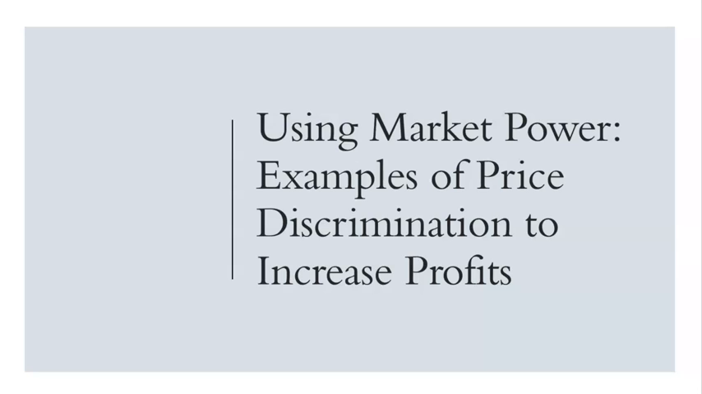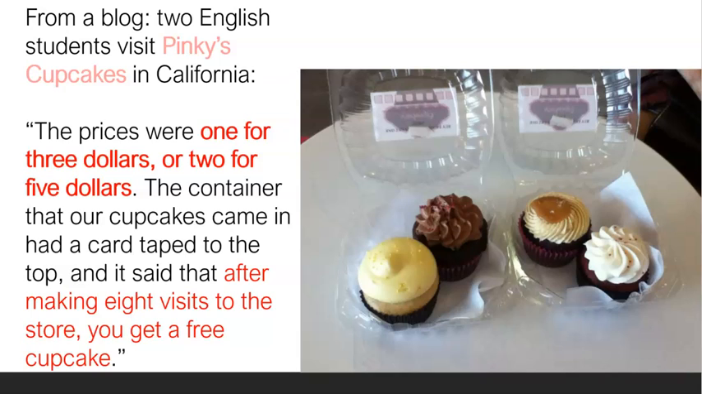Let's now briefly consider some other examples of price discrimination. One of them is quantity discounts. So here's an example that I found by just Googling the phrase 1 for $3 or 2 for $5. And this is what came up.